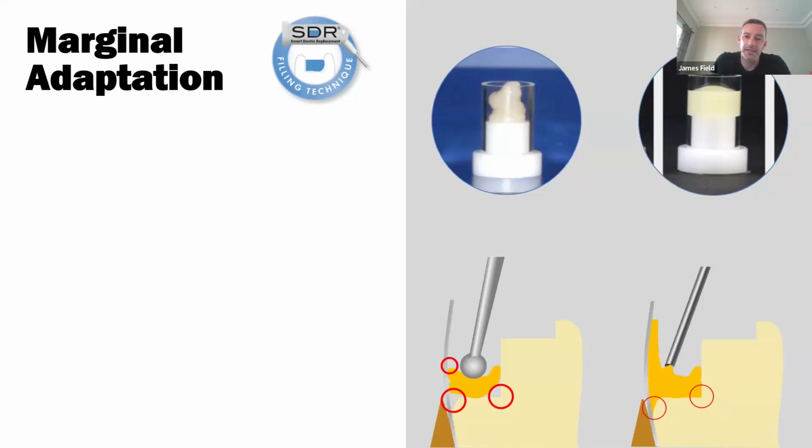And you can see on the pictures here, on the left, we've got a standard composite being applied into a cavity. And on the right, we have SDR flow, which doesn't slump when it's in place, but it will adapt to the internal cavity form.